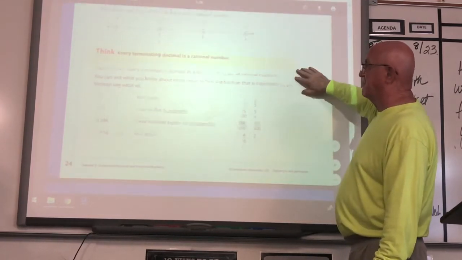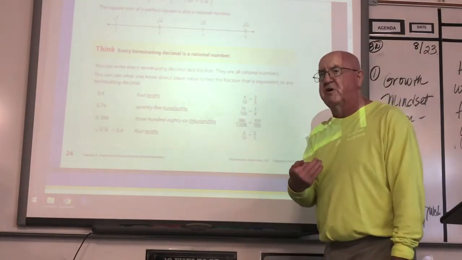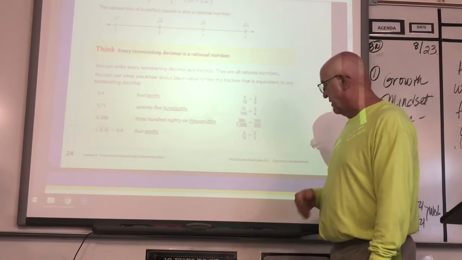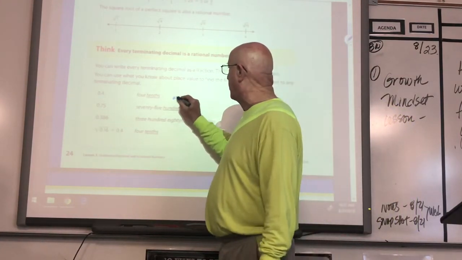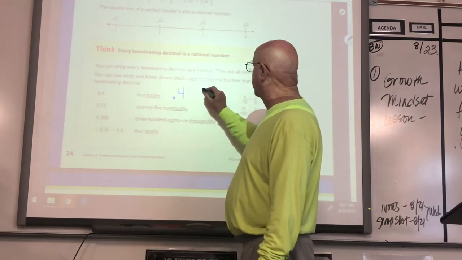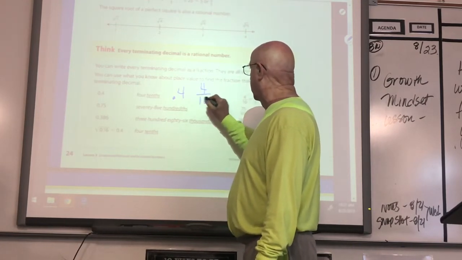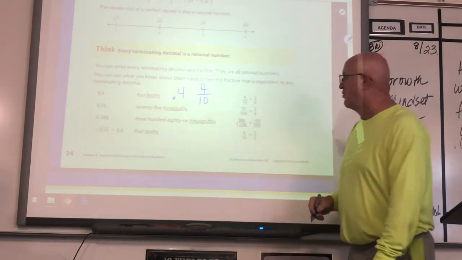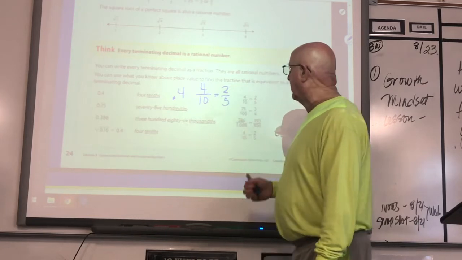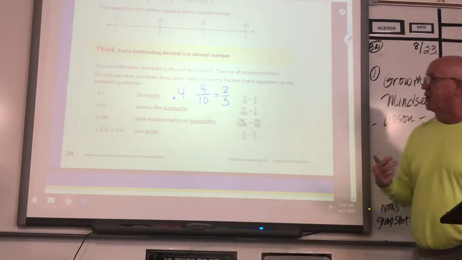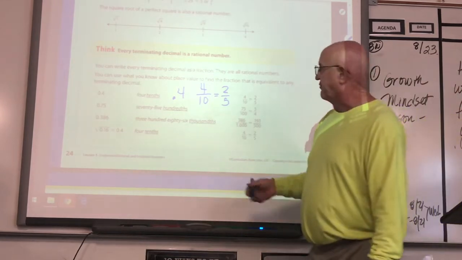Every terminating decimal is also a rational number. If you think about that, if a decimal ends, then it's a rational number. Because we know that if we have 4/10, that's 0.4, right? Which means it's going to be 4 over 10, right? 4 over 10 reduces down to 2 over 5, right? So that's still a rational number because it stops, it ends, right?